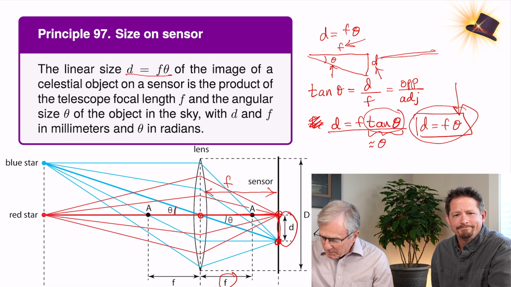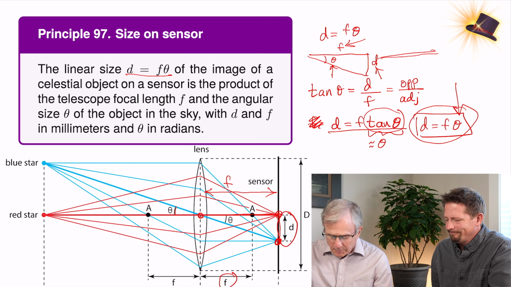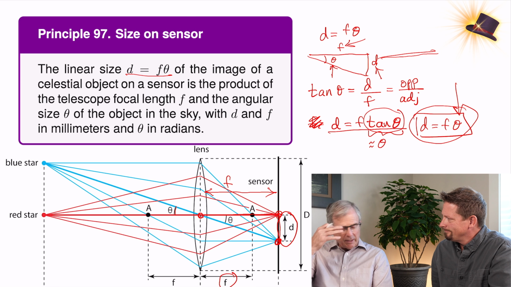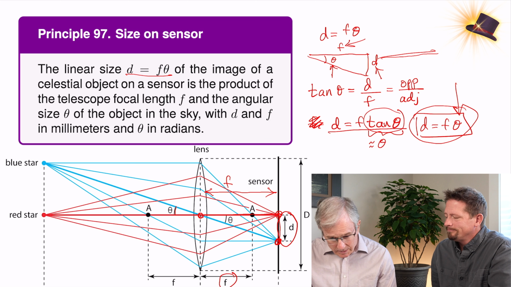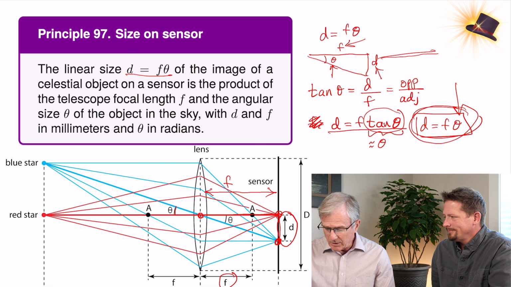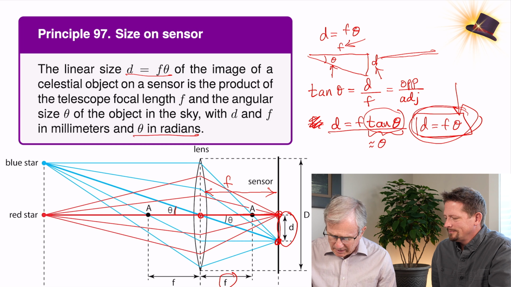Theta, however, must be measured in radians, and we talked about that in a previous video. Angles can be measured in degrees, radians, arc seconds, arc minutes, etc. But for this formula to be valid, theta has to be measured in radians.